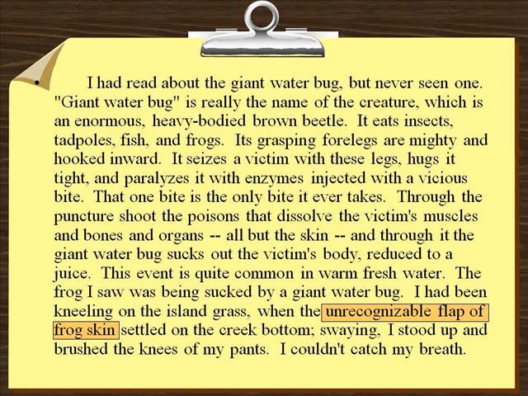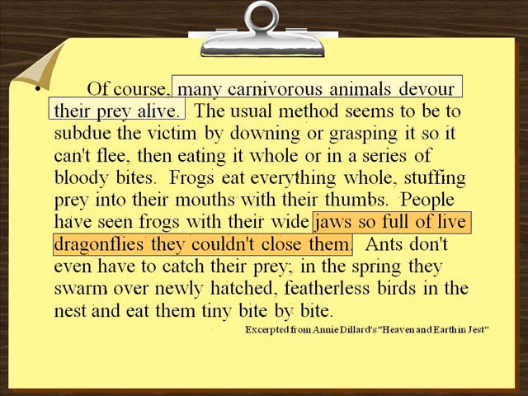Okay, this really is the last slide to finish out the essay. "Jaws so full of live dragonflies that they couldn't close them" sure paints a picture that we can relate to, doesn't it? I find it interesting that only here at the end do we really get the author's thesis. "Many carnivorous animals devour their prey alive." So why did I highlight this essay? It's to show you that sometimes you only need one long extended example for you to have a successful paper.